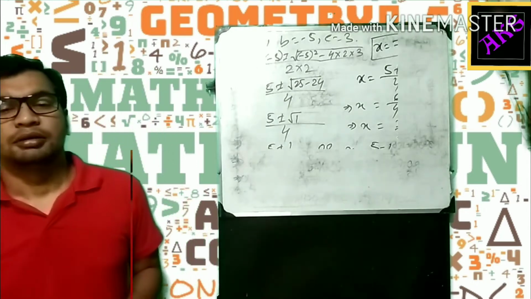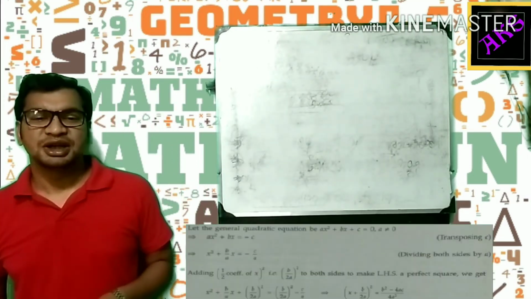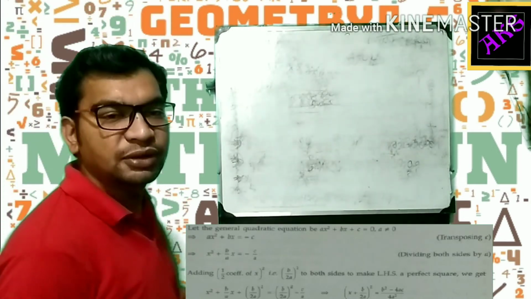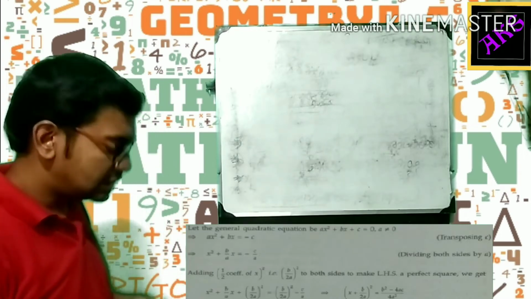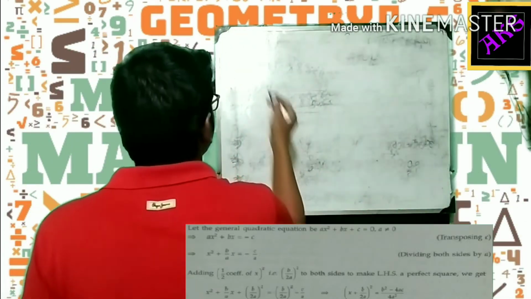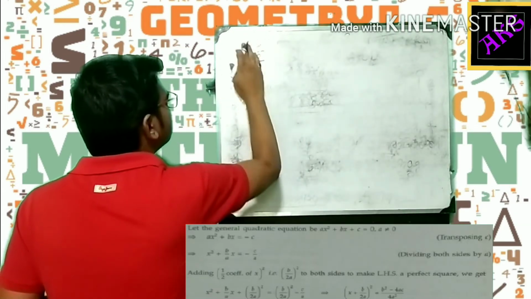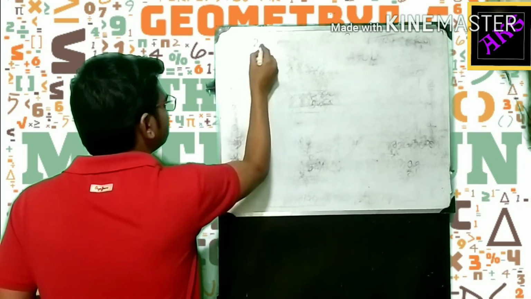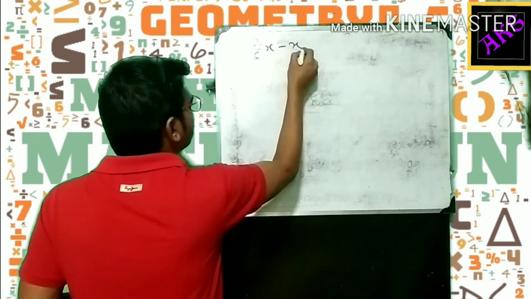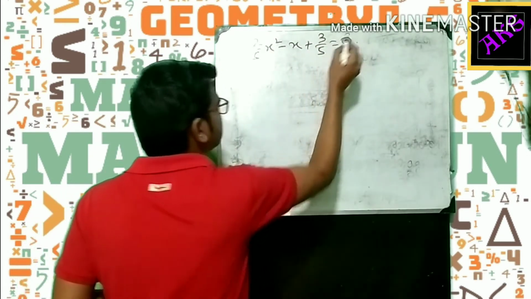And then the method of completing the square. This is the method that students fear the most, but actually it's a very simple one. Just remember a trick. So what was our equation? Our equation was 2 by 5 x square minus x plus 3 by 5 equal to 0.